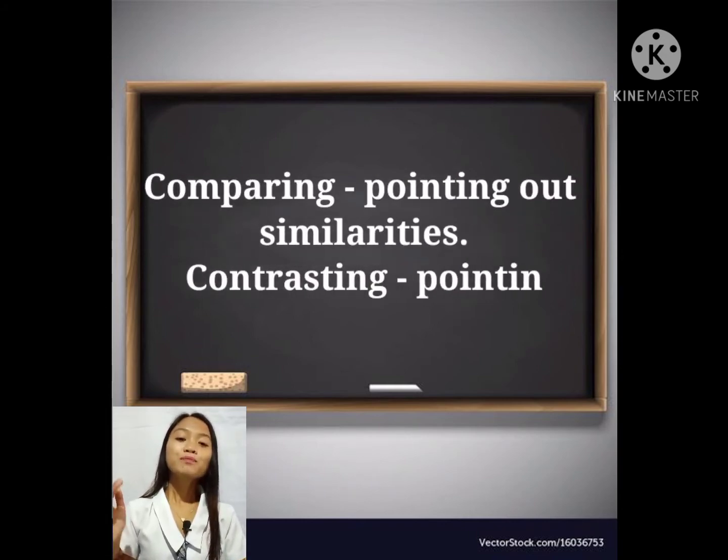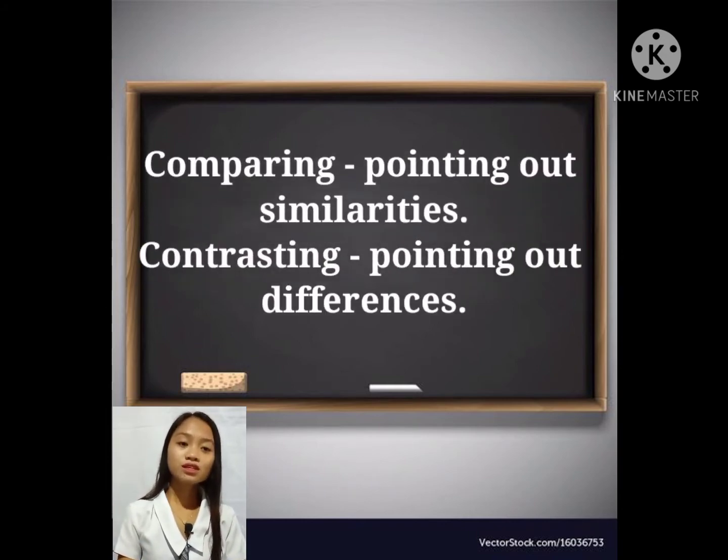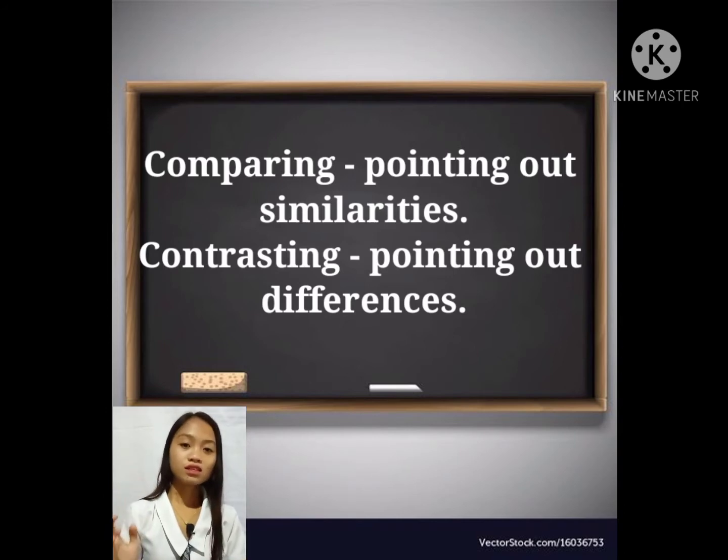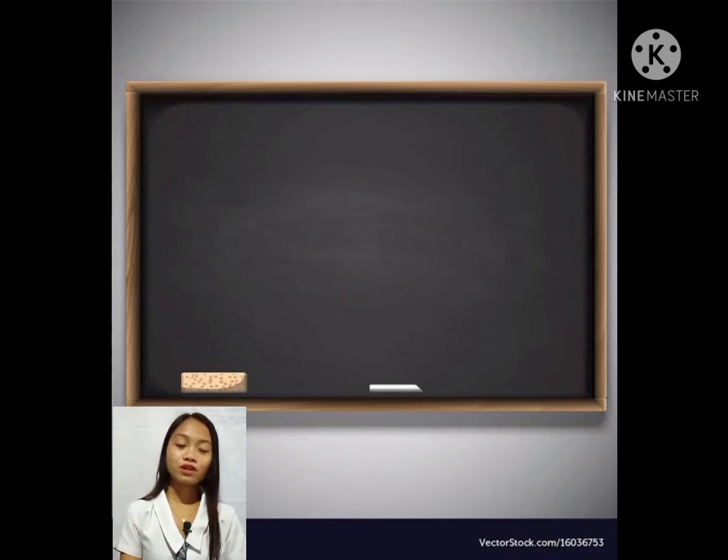Okay, so comparing concept things, persons, and places with each other means pointing out their similarities and contrasting their differences. So when we compare things, persons, and places, we're pointing out their similarities, while when we contrast things, persons, and places, we're pointing out their differences.